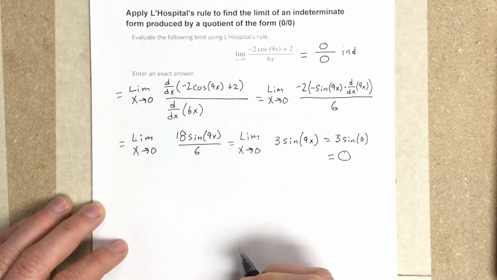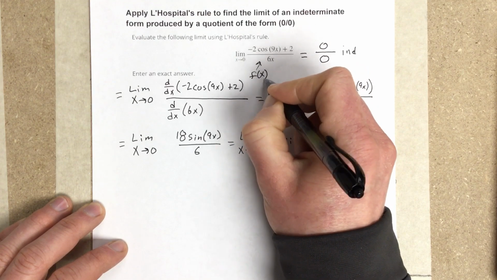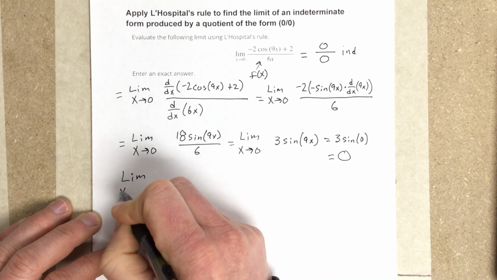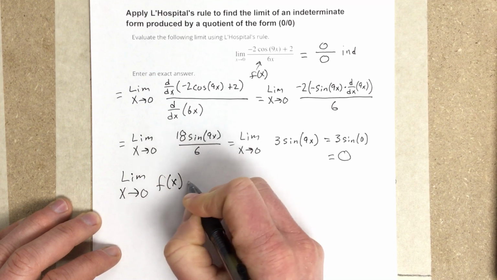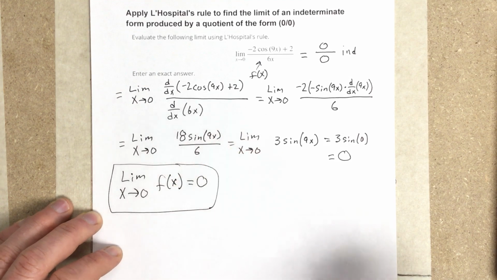0 for the limit. So I can write this function as f of x, right? I'm going to call this f of x here. We're going to say the limit as x approaches 0 of the original function is equal to 0. And we got there applying L'Hopital's rule.